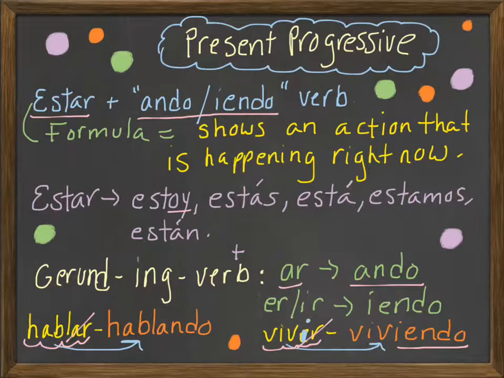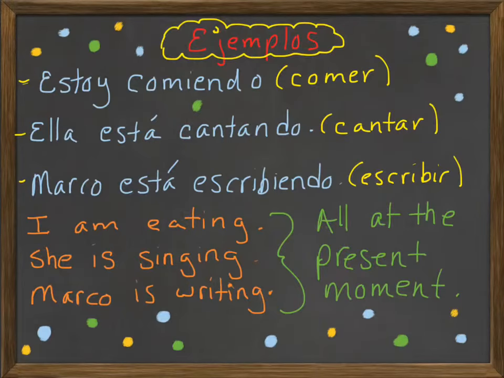Okay, so to form the present progressive, you need estar plus one of these ando or yendo verbs. Okay, and they're called present participles, but we'll just call them ing verbs or gerunds. So let's look at some examples. Estoy comiendo. I'm using the verb comer, meaning to eat, so this would mean I am eating.